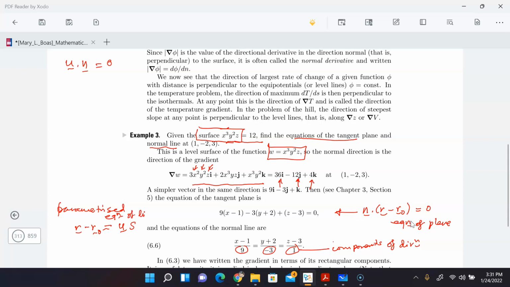But now your line is supposed to be the normal. So here I'm replacing your u by your n, and n is given by this thing. This is the simplified version of that. Okay, so your n will now have your components 9, minus 3 and 1 here.